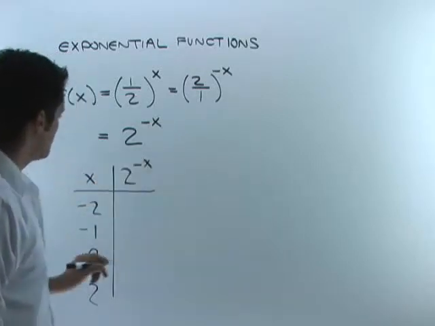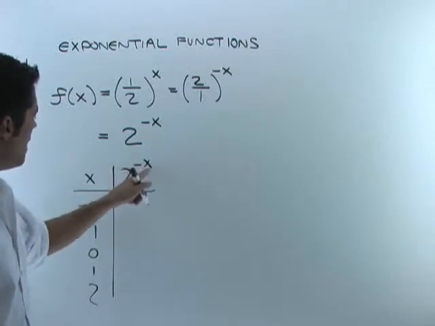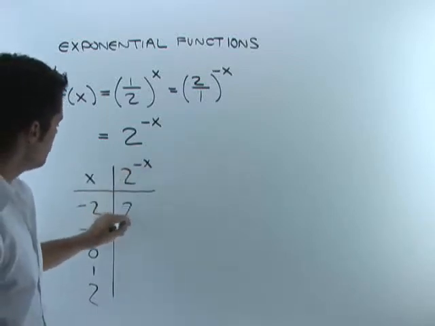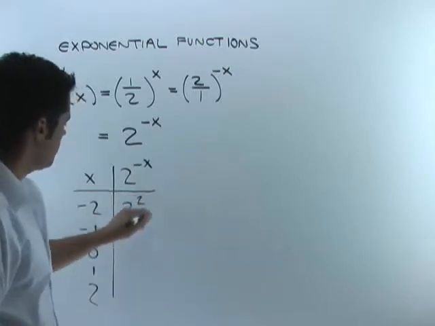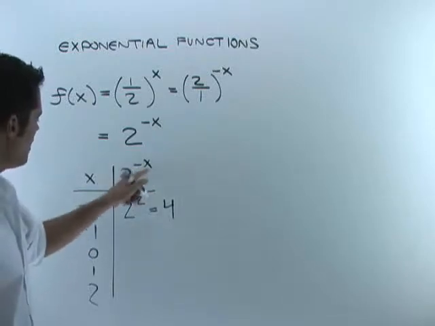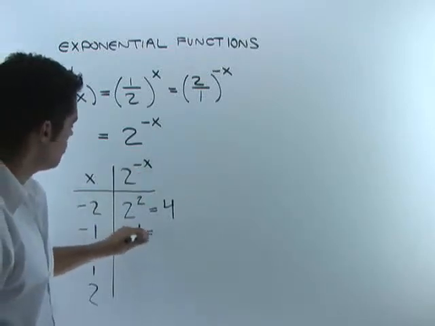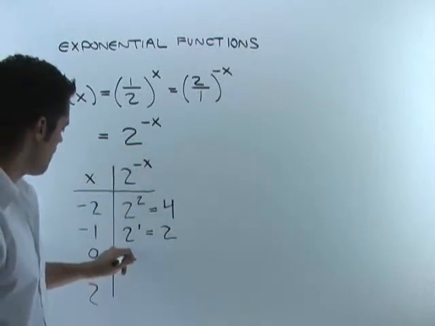2 to the negative x. So if I plug in -2 right here, it becomes negative, that's positive. So this is going to be 2 to the second, that's 4. Now if I plug in -1, -1 just gives me 1, so that's 2. If I plug in 0, 2 to the 0 is just going to be 1.